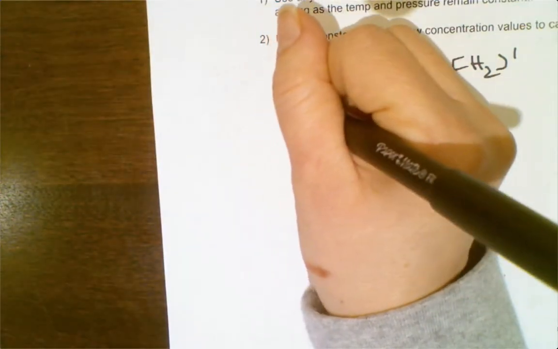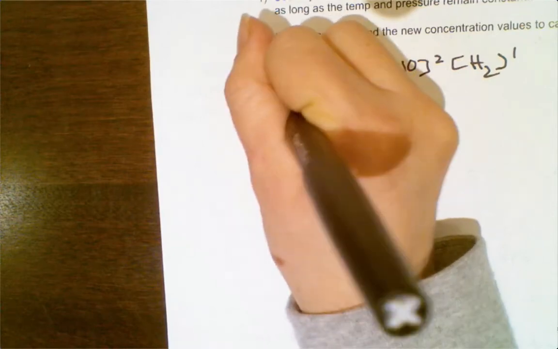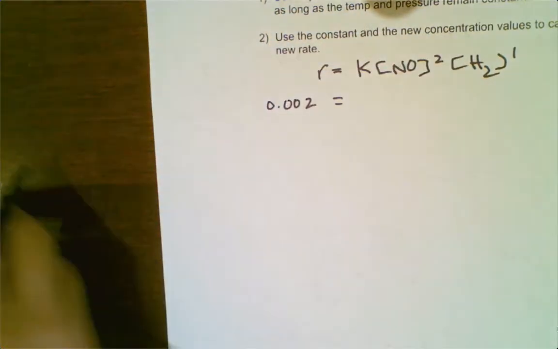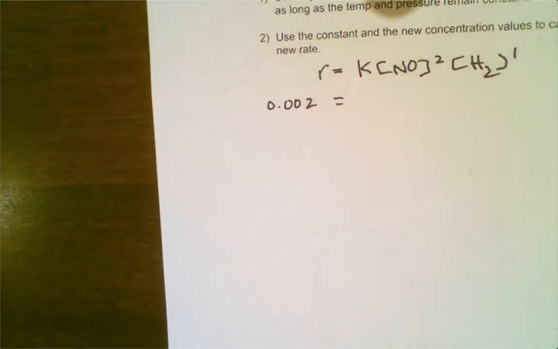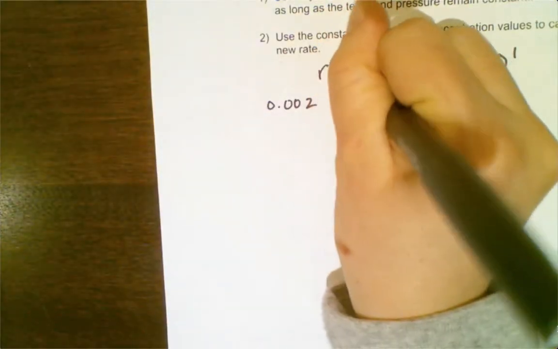So the substituted value for the rate at trial 1 is 0.002. And again, I got that right from here. And then I take the concentration for trial 1 for nitrous oxide, and there it is, it's 0.001.